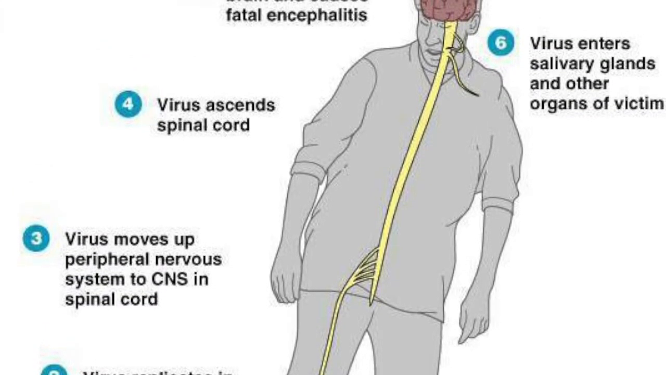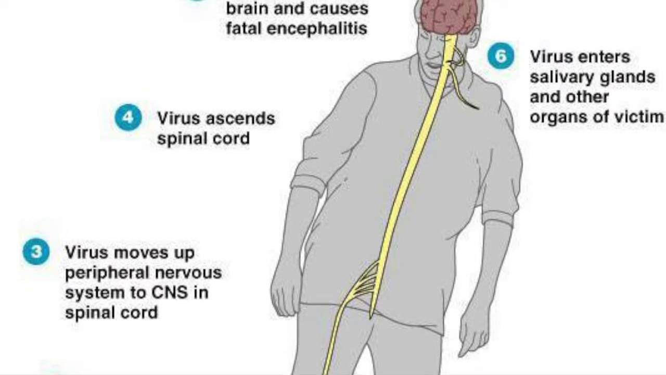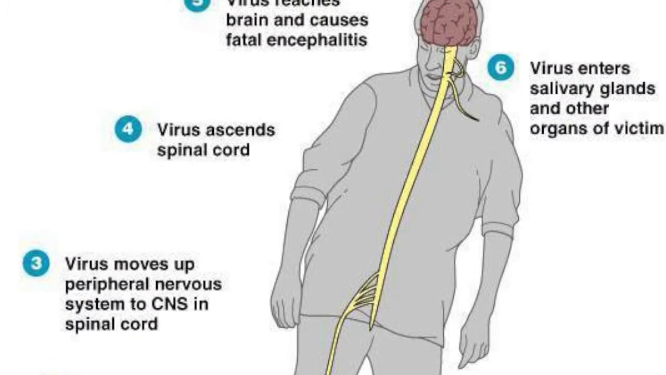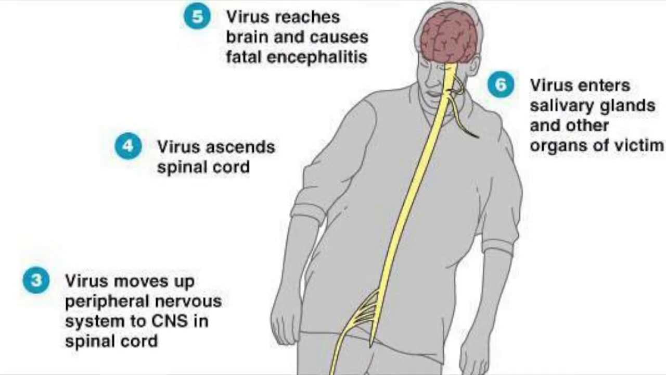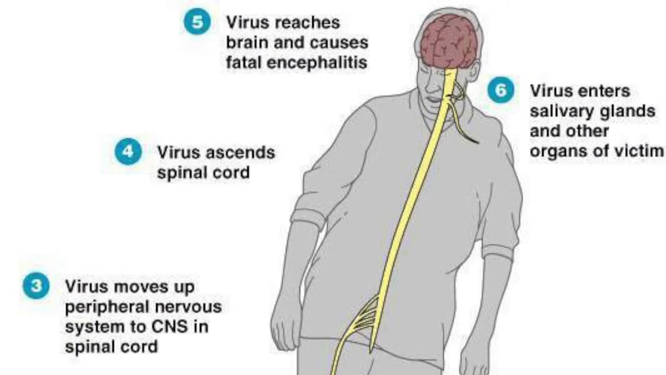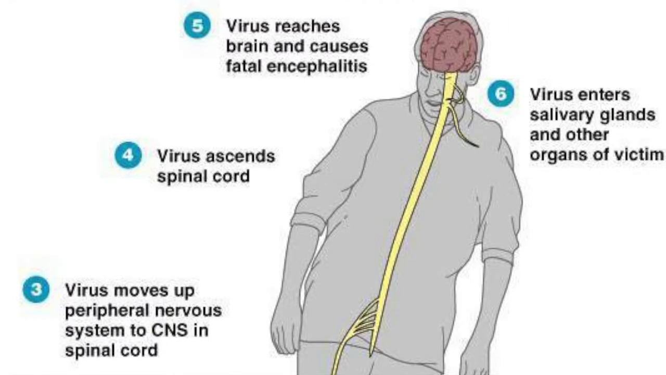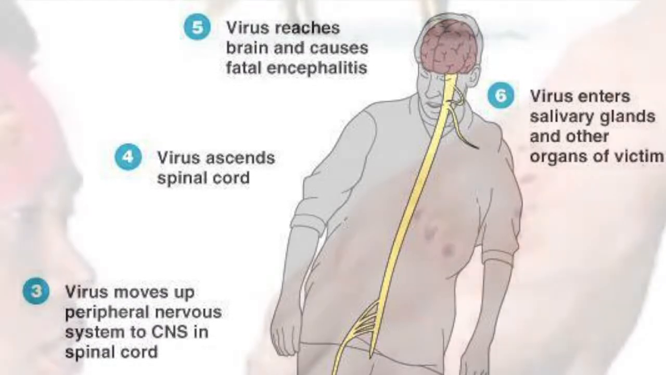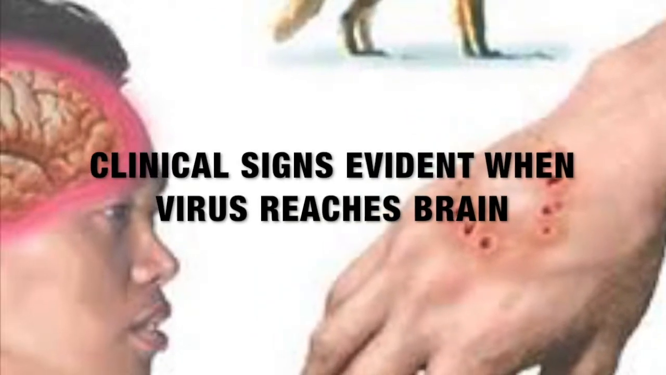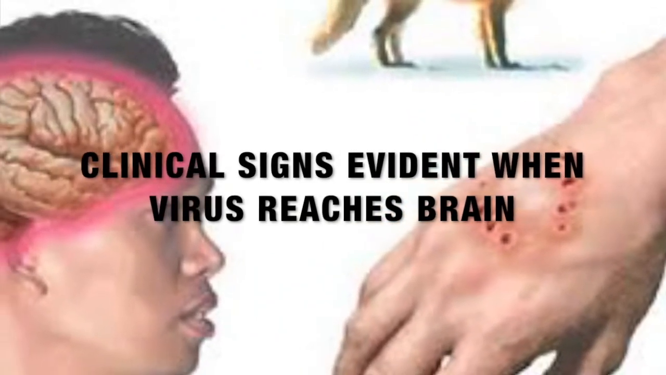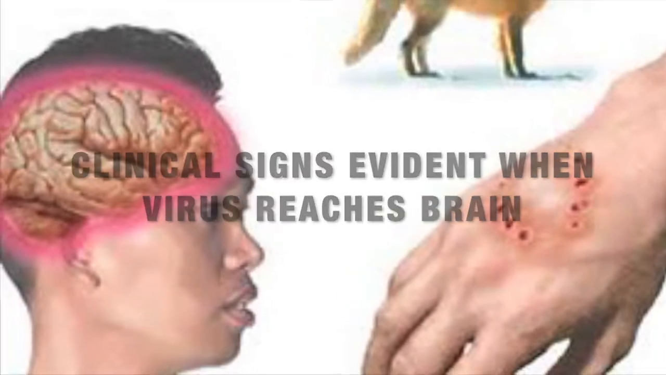The virus travels along the nerves and infects the central nervous system, quickly attacking the brain and the spinal cord. Once the virus reaches the brain, the virus continues to multiply. Clinical signs are evident, and the victim is almost sure to die a most horrible death.